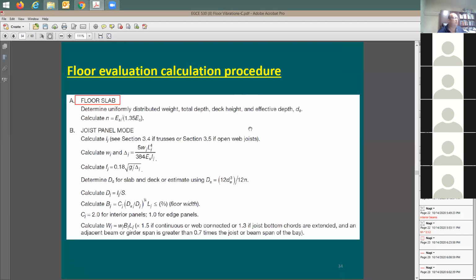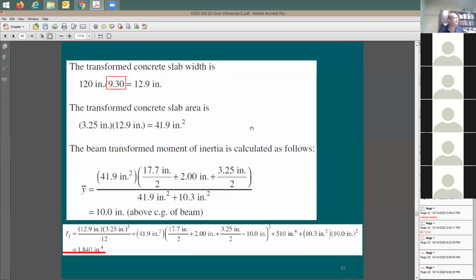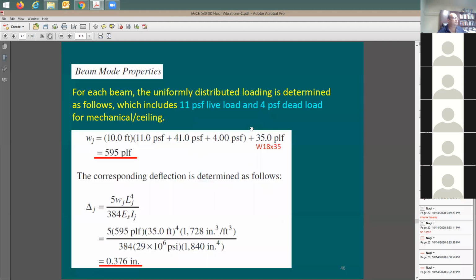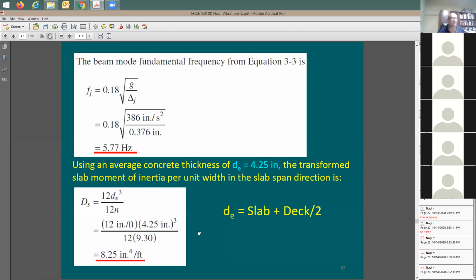So I'm going to be moving forward to the same slide, 48, that I was just looking at. And here's the value of Cj. Cj is going to be equal to 2. The reason because I have slab on both sides of the beam. Now it's going to be times moment of inertia for the slab divided by moment of inertia for the beam to the quarter multiplied by the beam span. So now I understand that I have 32.2 feet for the beam panel width.